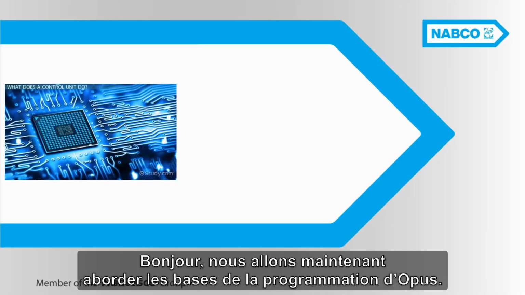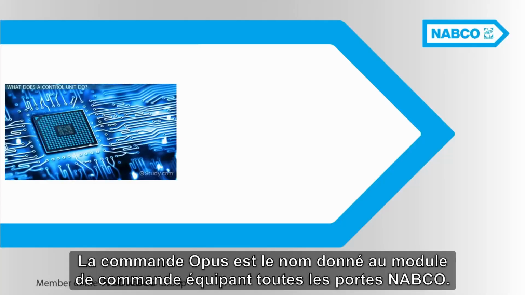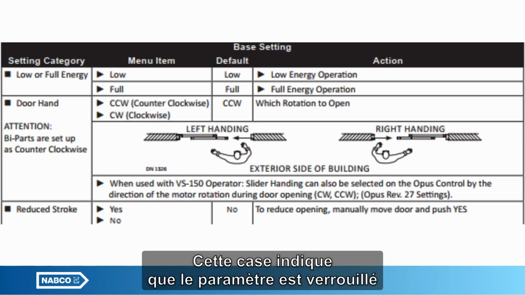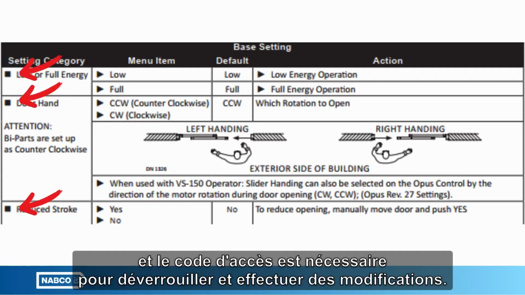Hello, right now, we are going to go over basic OPUS programming. The OPUS control is the name of the control board on all NABCO doors. In the new updated manual, there are boxes next to certain settings. This box indicates that the setting is locked, and the passcode is needed to unlock and make any changes.